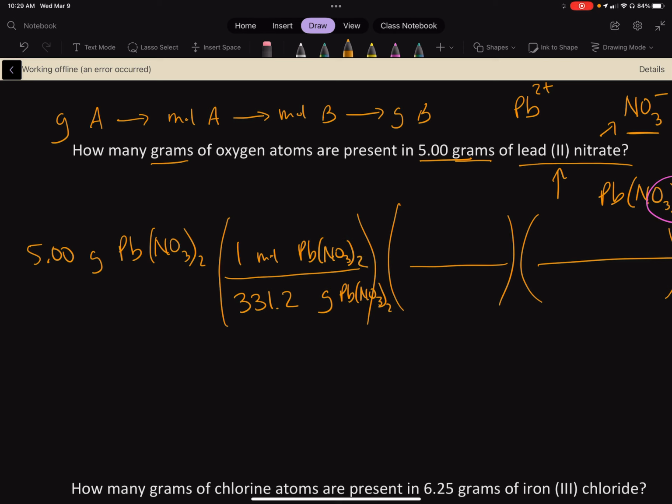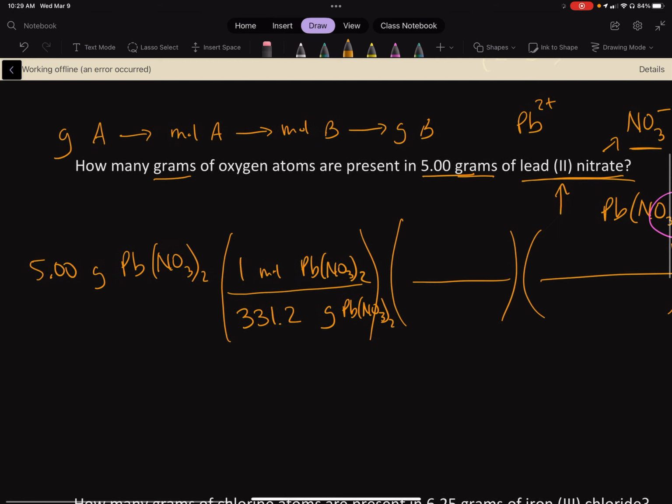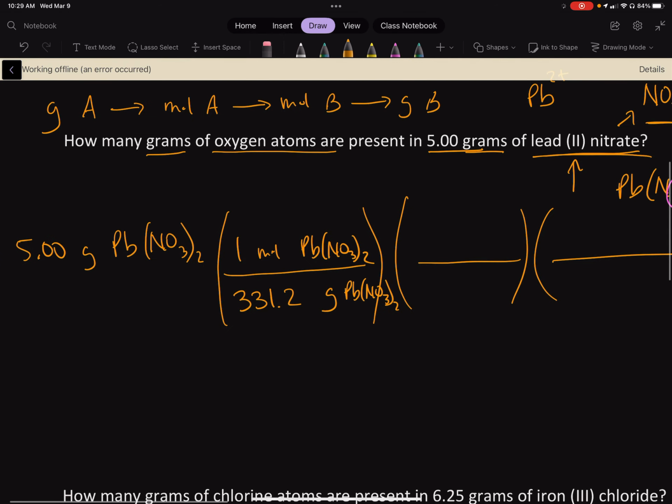Okay, next up, the mole-to-mole ratio. Since we're going from lead-2 nitrate to oxygen atoms in the compound, for every 1 mole of lead-2 nitrate, there's 6 oxygen atoms. Looking at the formula, we've got 3 in nitrate, and there's 2 nitrates. 3 times 2 is 6.